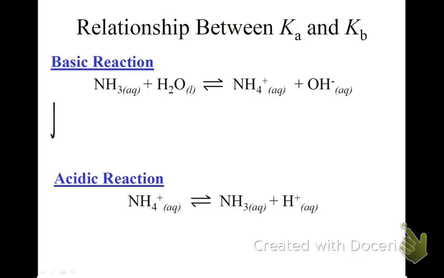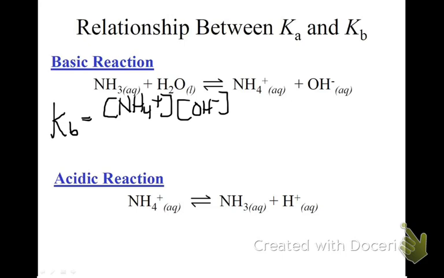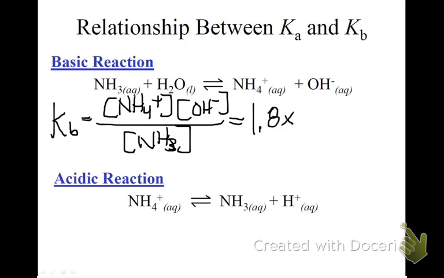So the Kb, the equilibrium constant for this top reaction, and it's Kb as opposed to Ka because this is a basic reaction. So Kb would equal the concentration of ammonium, NH4+, times the concentration of hydroxide, all of that divided by the concentration of ammonia. We leave out the water because the water, of course, is a pure liquid, so it's not factored into the Kb. And the value of that at 25 degrees Celsius is 1.8 times 10 to the negative fifth.